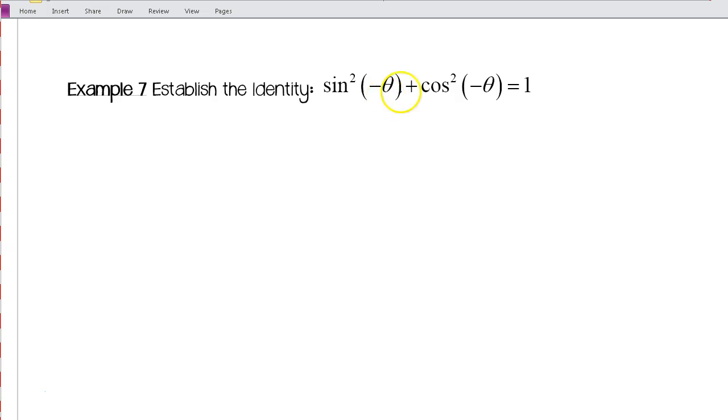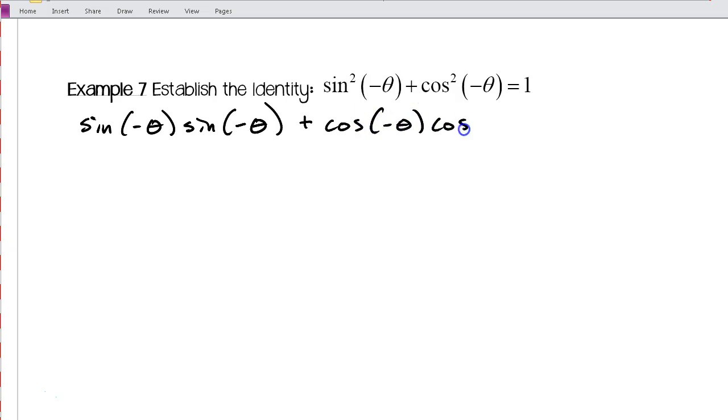So what I'm going to do is break each of these apart into their separate trig functions. Sine squared negative theta is the same as sine negative theta times sine negative theta. That's what sine squared negative theta means. And I'm going to do the same thing for cosine. This is cosine negative theta times cosine negative theta.